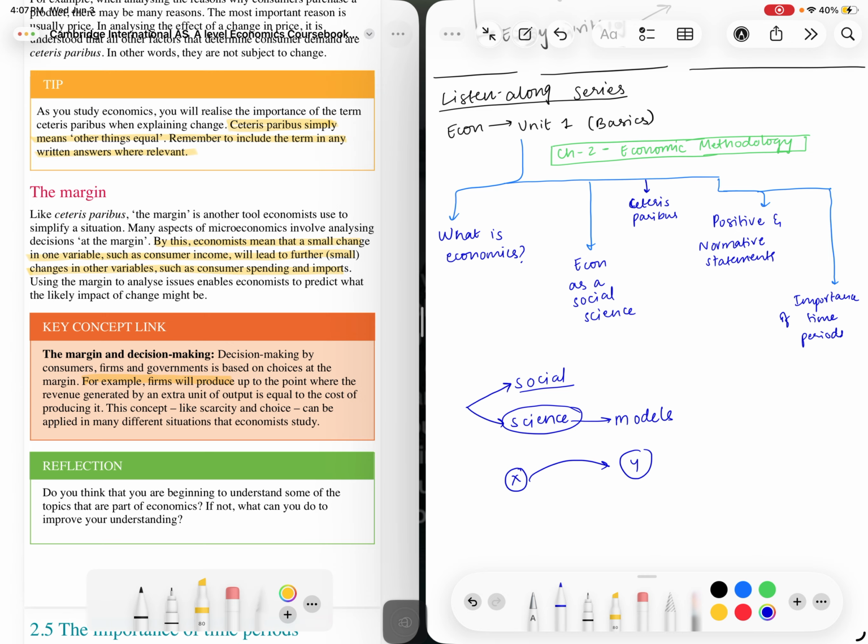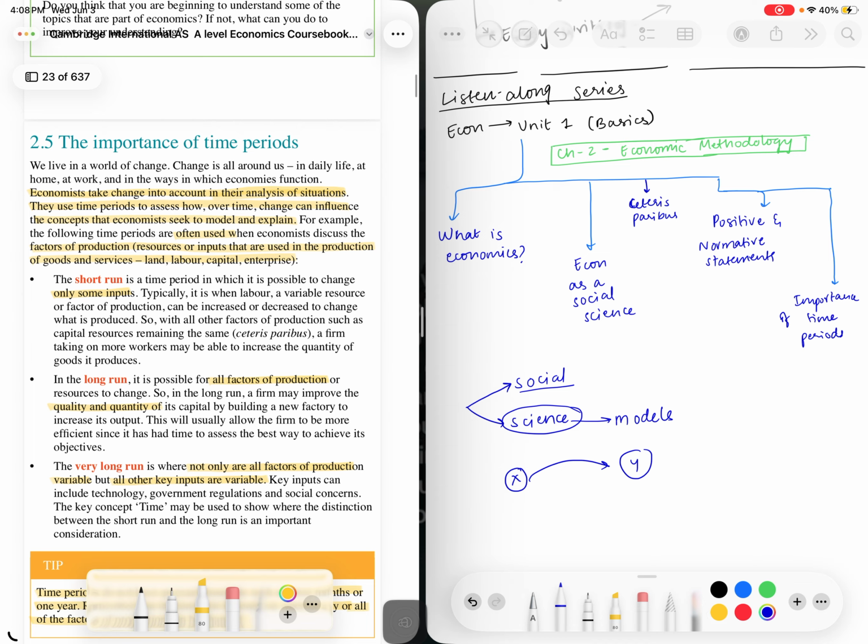So for example, firms will produce up to the point where the revenue generated by an extra unit of output is equal to the cost of producing it. This will be covered much more in depth in later topics, but right now, what you have to understand is that margin helps us understand that a small change in one variable, such as consumer income, will lead to further small changes in other variables.